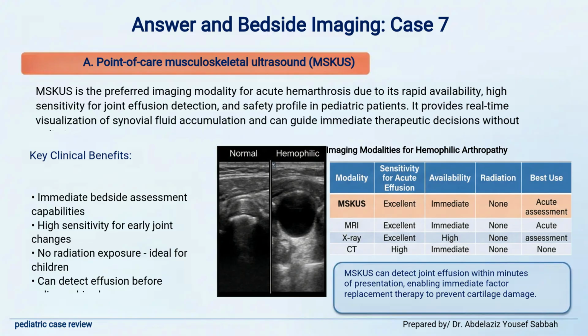Magnetic resonance imaging also has excellent sensitivity, but is less immediately available. X-ray has low sensitivity for early joint changes. Computed tomography involves radiation and is not preferred for soft tissue joint assessment.